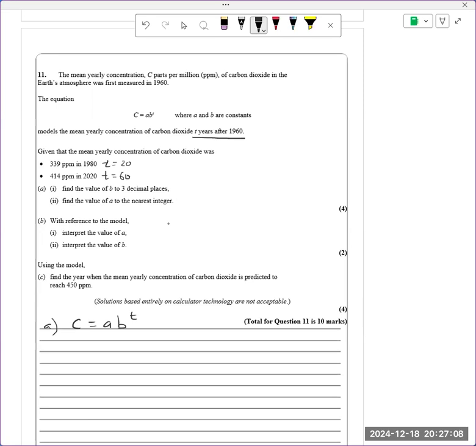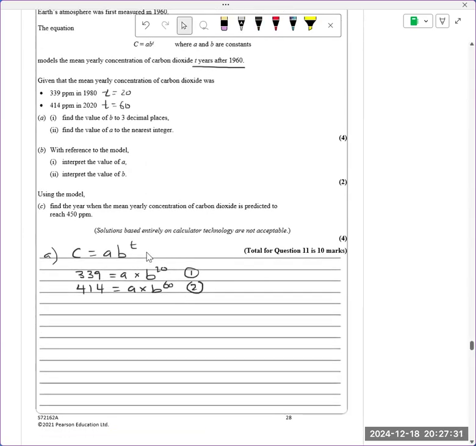So the two data points are 339 equals A times B to the power 20. And 414 is A times B to the power 60. So that's equation one, that's equation two. This time to solve those, we're going to divide. So part one, we want to find B first. It doesn't really matter, to be honest, but that's the natural way to do it because we want to divide.